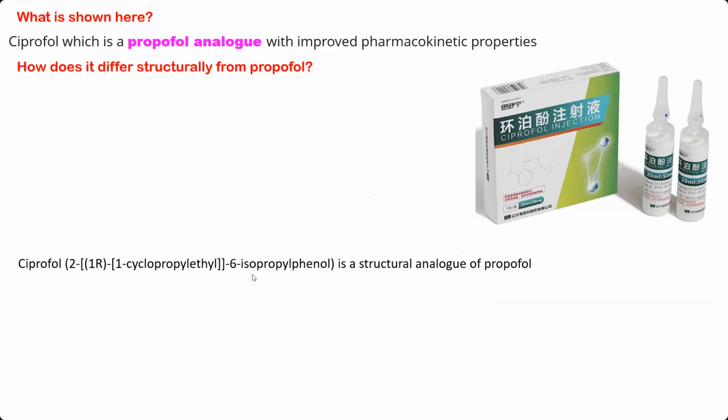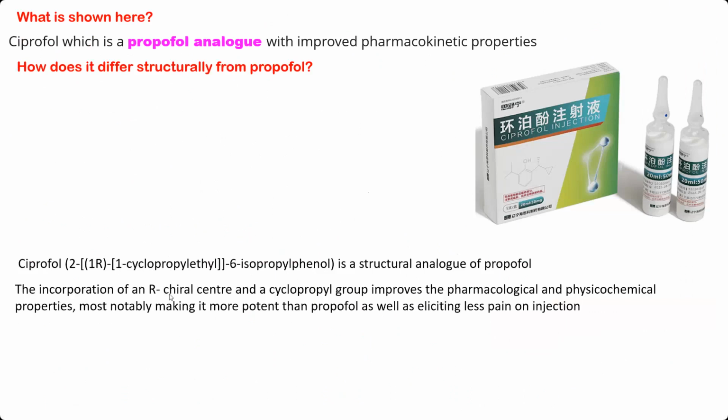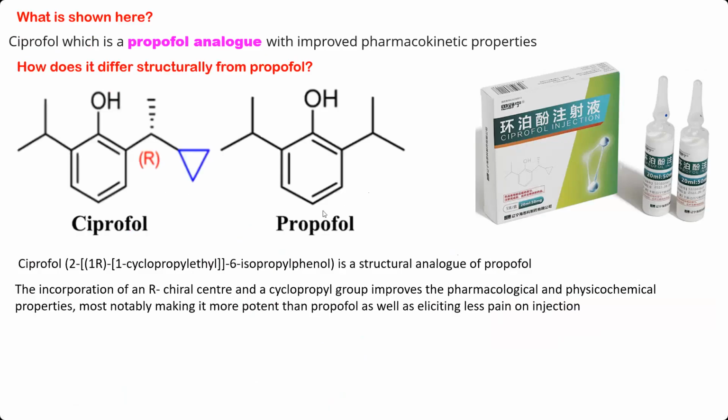Instead of 2,6-diisopropyl phenol, at the second position there is also a cyclopropyl ethyl component, and the incorporation of an R chiral center and cyclopropyl group improves the pharmacological and physicochemical properties, most notably the potency. The drug becomes more potent as well as eliciting less pain on injection. So if you see the structure, this is the propofol structure where you have 2,6-diisopropyl phenol only. Whereas here you can see there is an R-chiral center and also a cyclopropyl ethyl component attached to that. So this is ciprofol.